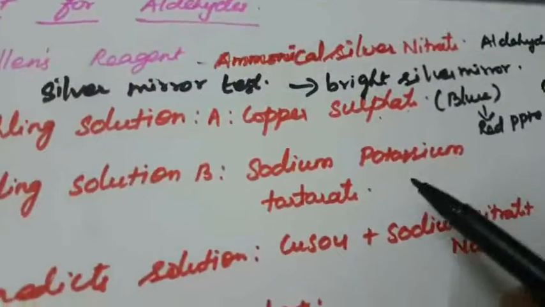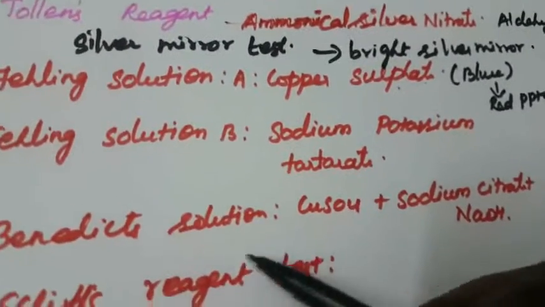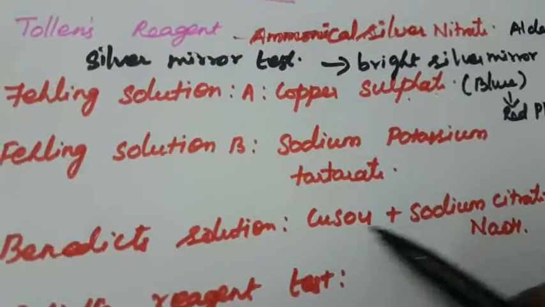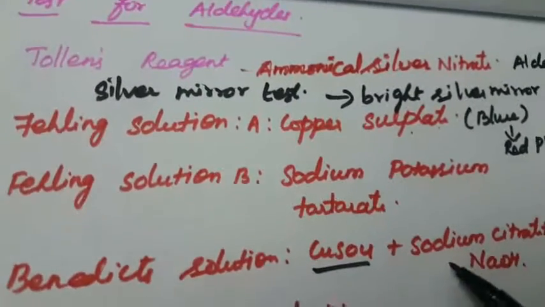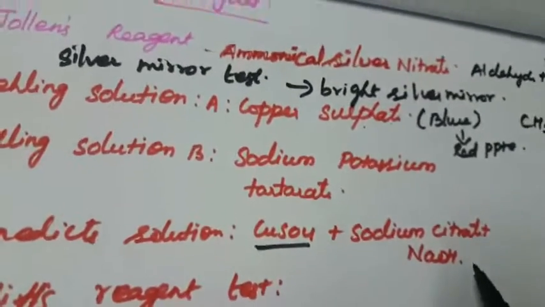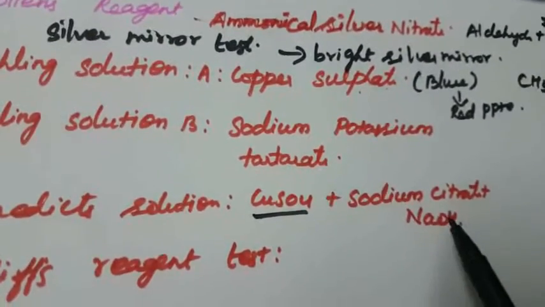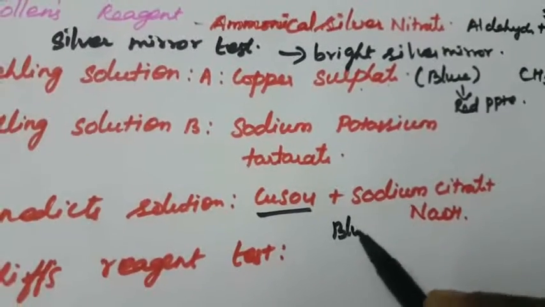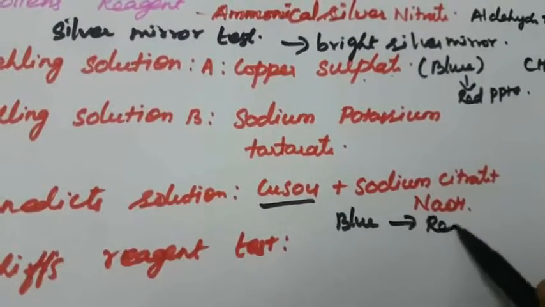Next one is Benedict solution. What is meant by the Benedict solution test? It is a mixture of copper sulfate, sodium citrate and sodium hydroxide, called Benedict solution. Here also aldehyde is added, and the copper blue color turns into red color.